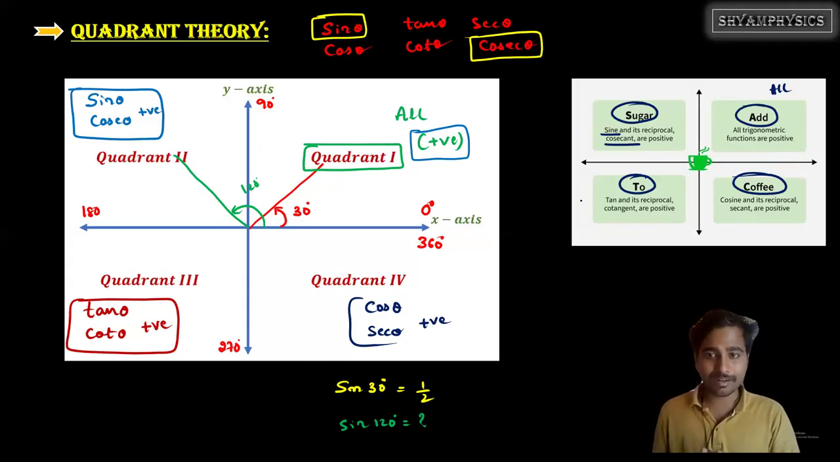And coming to the third quadrant, 'to' represents tan theta is positive and its reciprocal cot theta is positive. And in the fourth quadrant, coffee represents cosine and also its reciprocal secant. These two are positive. Okay, right? How to remember? Add sugar to coffee. Don't try to add salt.